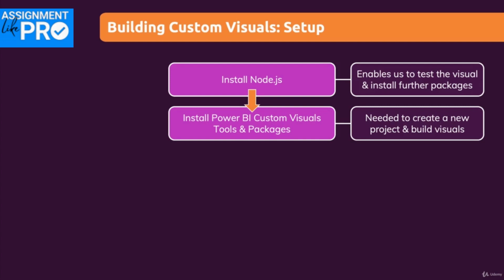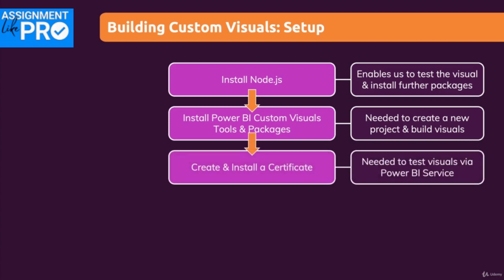As a next step, we then need to create and install a certificate. Now, this might sound complex. It actually isn't. We need this so that we are able to later test our visuals, which we develop here locally on our machine, on Power BI service, which of course is a cloud service. So for that communication between the service and our local machine, we'll need this certificate to have a secure communication. And I'll show you how to set that up in detail in a second too.